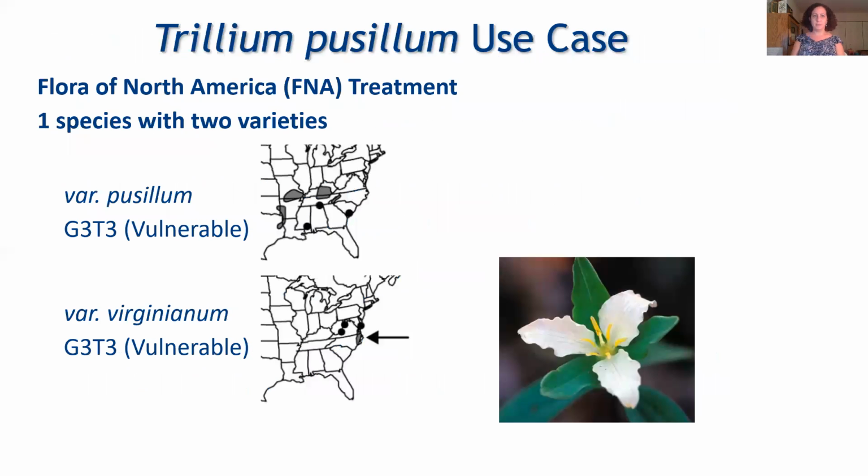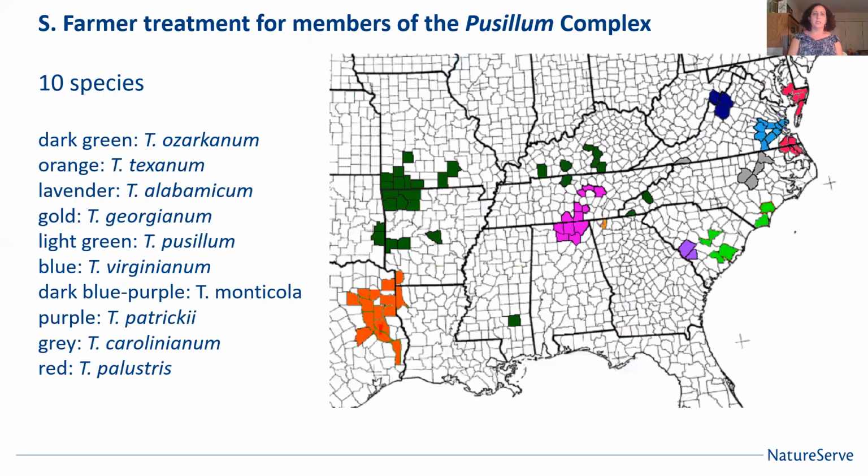So getting back to our Trillium pusillum use case, Trillium pusillum is a beautiful spring wildflower in the eastern US. In one of the most broad treatments, Flora of North America, only one species is recognized with 2 varieties. And the species and the varieties are all considered vulnerable, or G3 or T3.